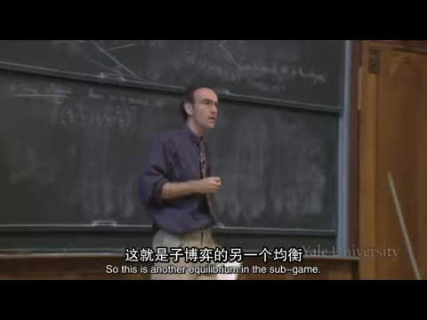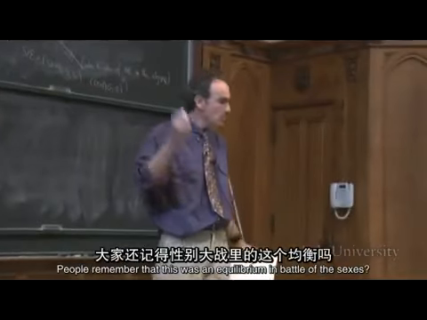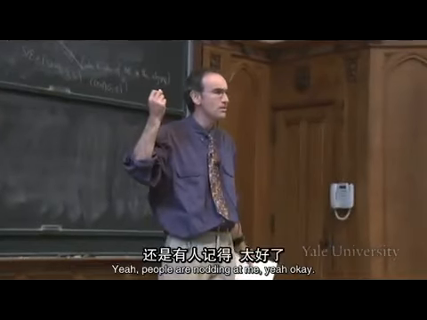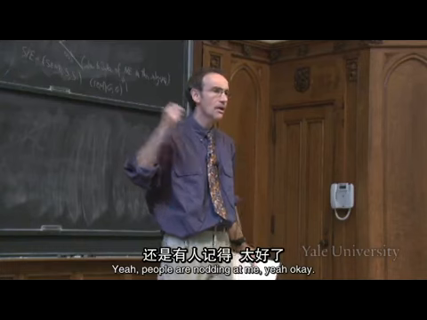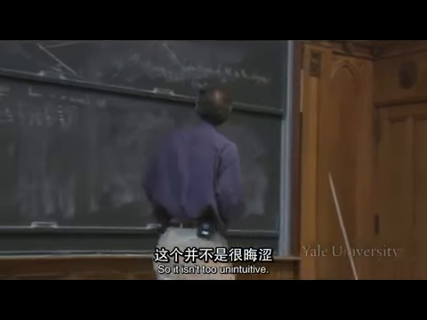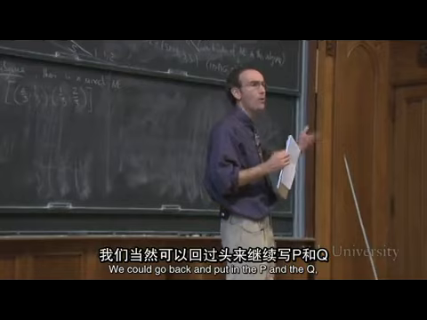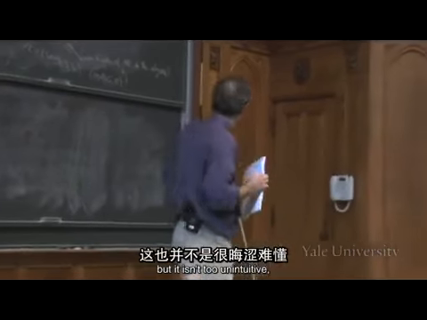Right, so this is another equilibrium in the subgame. People remember that this was an equilibrium in Battle of the Sexes, yeah? Yeah, people nodding at me, okay. So it isn't too unintuitive. We all know how we'd work it out. We could go back and put in the P and the Q, but it isn't too unintuitive.